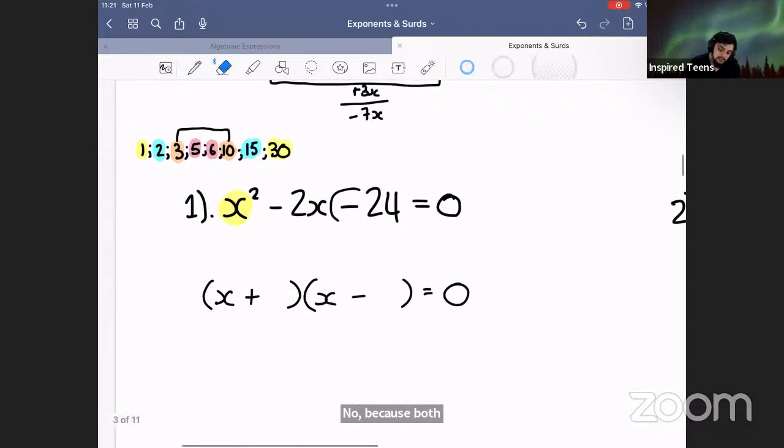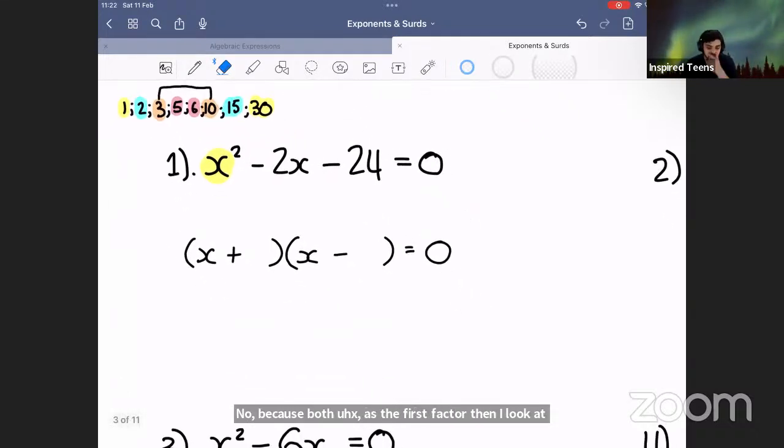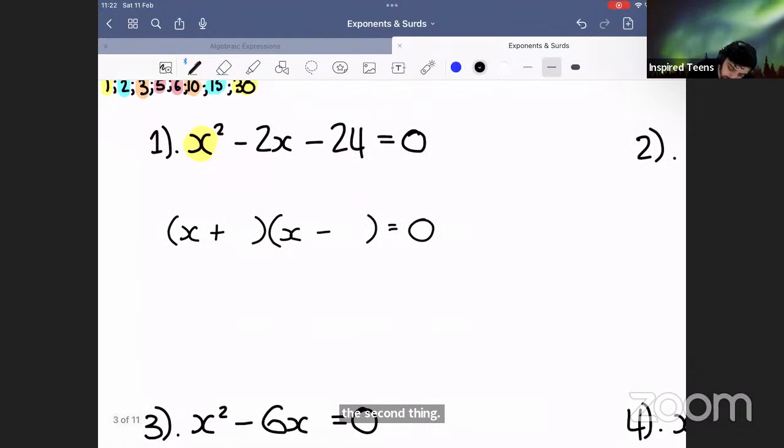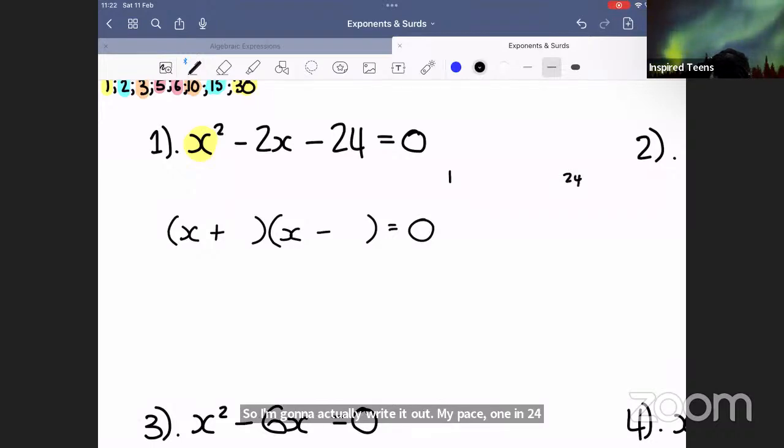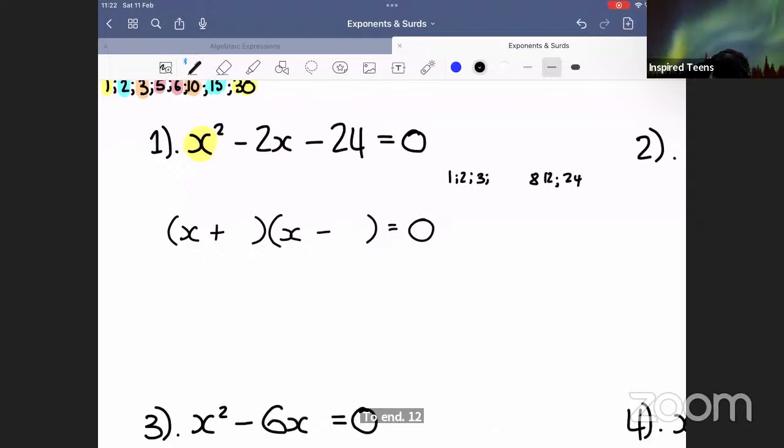Then I look at the second thing. The last thing actually is the factors of 24. So I'm going to actually write it out. My pairs: 1 and 24, 2 and 12, 3 and 8, 4 and 6, and that's it. Okay, so again, I'm going to be using factor pairs.